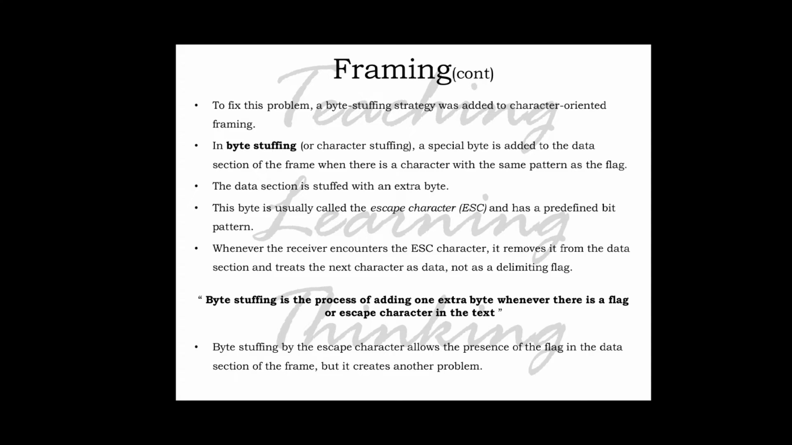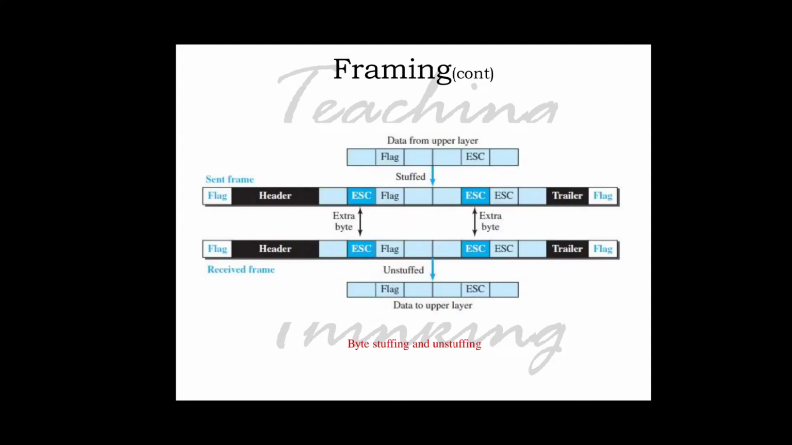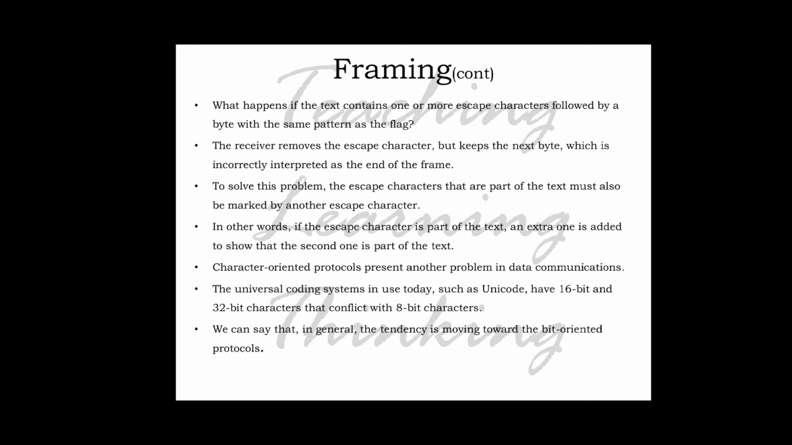Byte stuffing by the escape character allows the presence of the flag in the data section of the frame, but it creates another problem. If the data has an escape character itself, what does it mean? Once it is an escape character, that means it is not the end of the frame. But if the receiver sees the next escape character, it will take it as the end of the frame, so it will make a problem. So what they do is add one extra escape character after the escape character in the data. This way they reduce the problem, but this is not a proper way, and it creates other issues also.